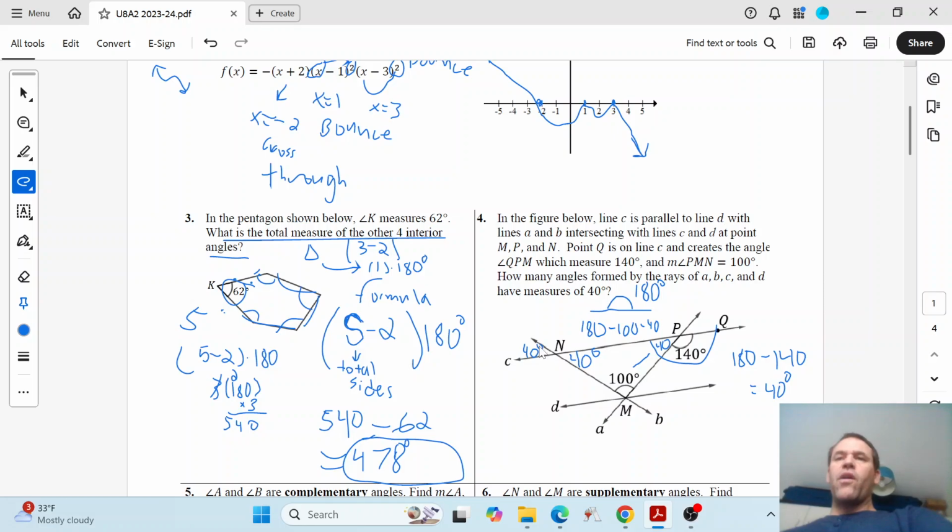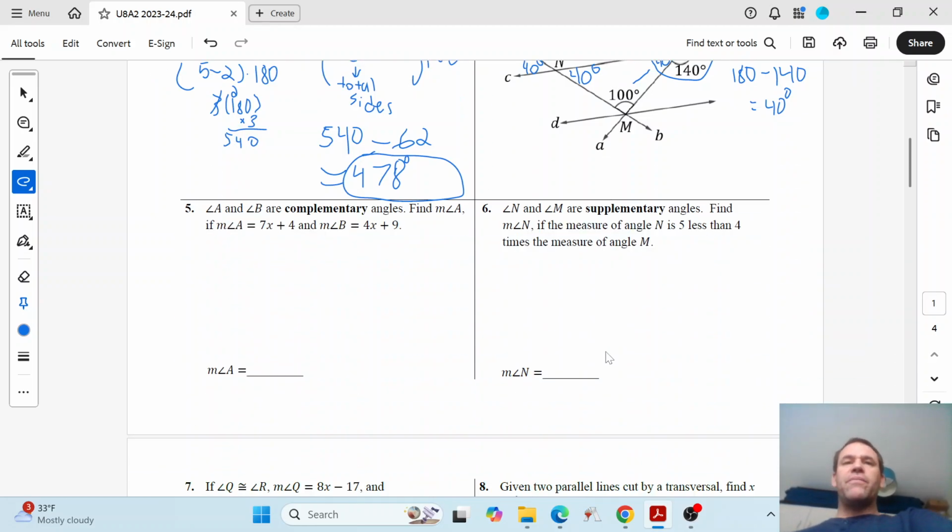So far I've found 3 40s. Let's see if you can find more than that. It says, how many angles formed by rays A, B, C, and D have a measure of 40 degrees? I've done 3 so far. You keep counting. There's quite a little bit more than that. So keep on going and see how far you get.